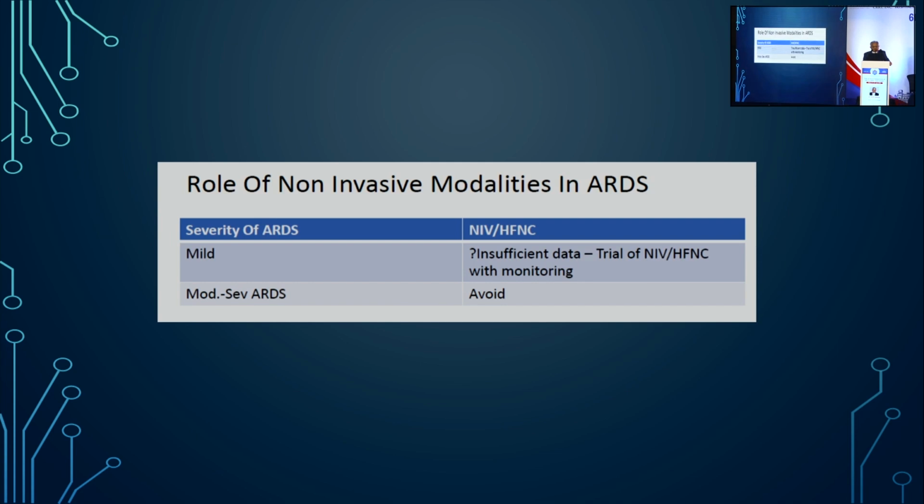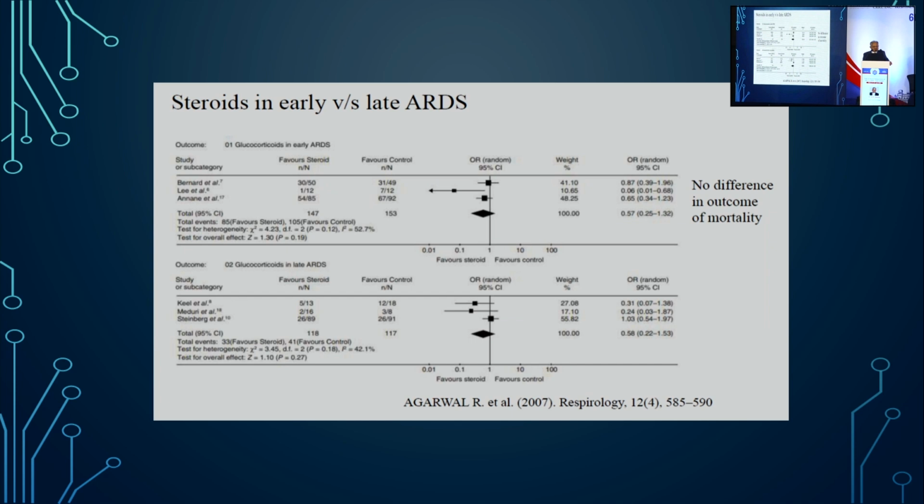So what are the NIV modalities in ARDS? Well, mild ARDS, although the data is insufficient, you can try the non-invasive ventilation or high flow nasal cannula while monitoring the patient. If the patient is not tolerating, if it is going down, I think within an hour you should intubate the patient and ventilate him. And if moderate to severe, I think it is best to avoid this. It's better to mechanically ventilate the patients.